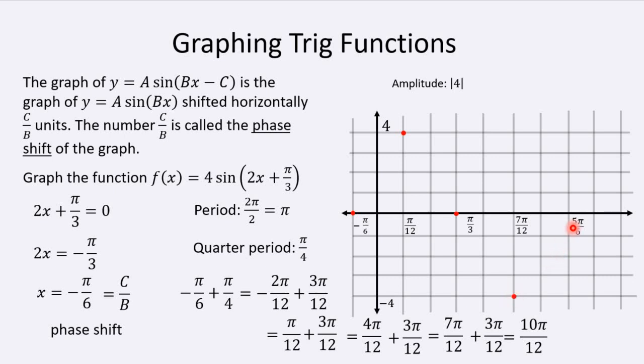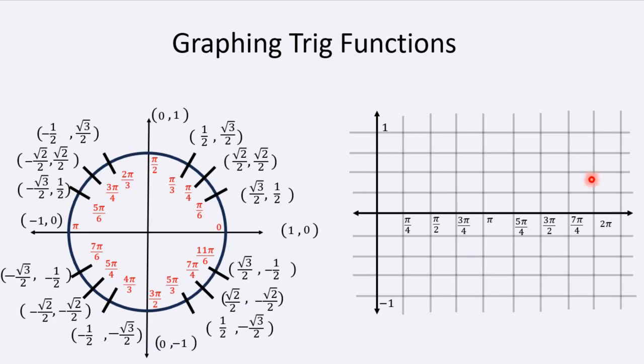And then at 5 pi over 6, the end of the period here, I'm going to have my last x-intercept. So those are the quarter marks there, and then I just go ahead and connect them with a smooth curve to graph the sine wave. Now this doesn't just work for the sine. We could do the exact same thing with the cosine.